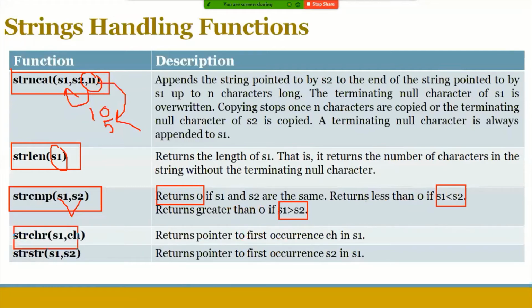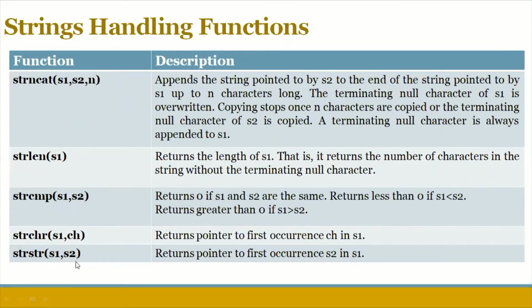Then coming to strchr, which is used to check the first occurrence of a character within s1. If the character ch is present in string 1, then the position of the first occurrence of that character will be returned. Then strstr, which is used to find whether substring s2 is present in the main string or not. If the substring s2 is present in the main string, then its address within the main string will be returned. If it is not there, it will return null. Null specifies that the substring is not present in the main string.